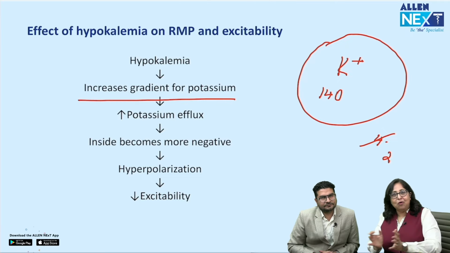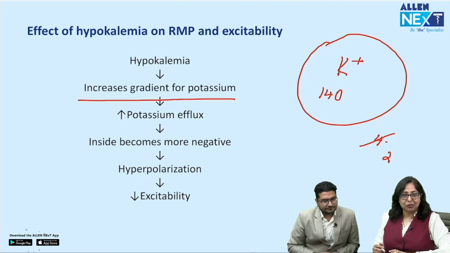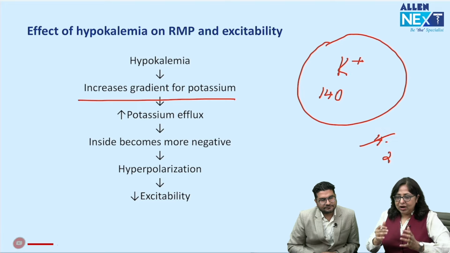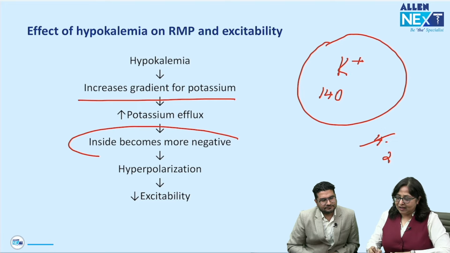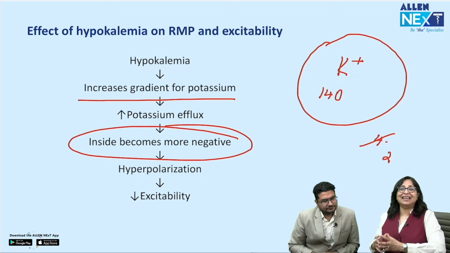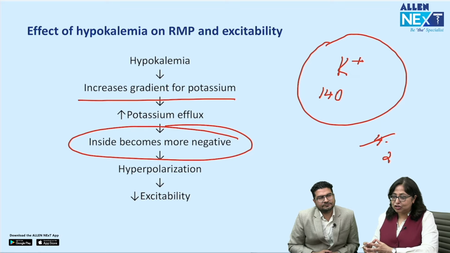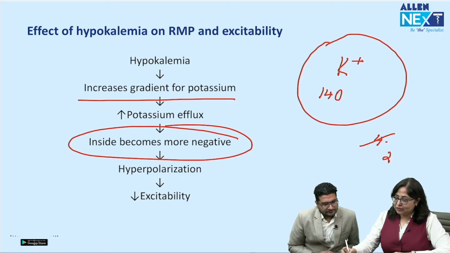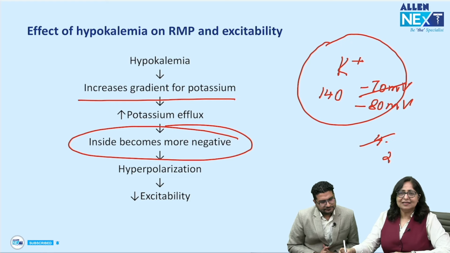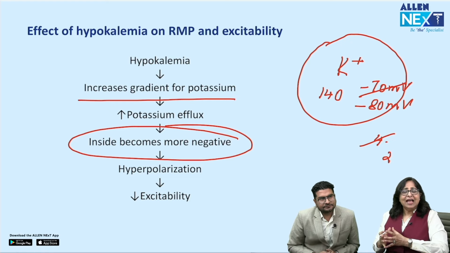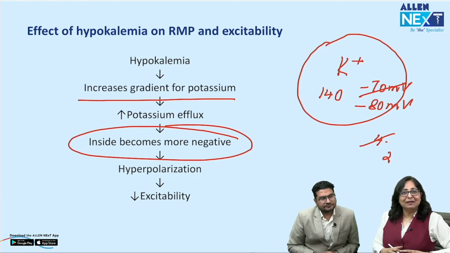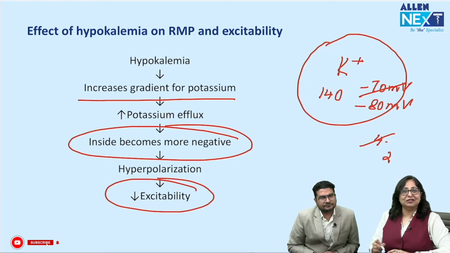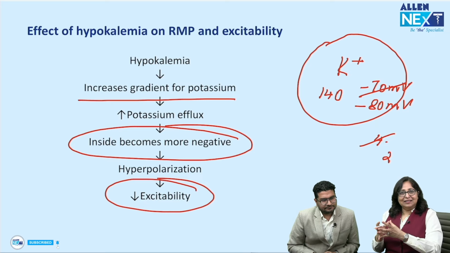More gradient means more movement of potassium from inside to out, and that means the inside of the cell is losing more positive charge, so inside becomes more negative, resulting in a hyperpolarization. Instead of minus 70 millivolts, it may be minus 80 or minus 85, minus 90 millivolts. If a cell is hyperpolarized, what happens to the excitability? It reduces. Now, which are the two excitable cells in the body?